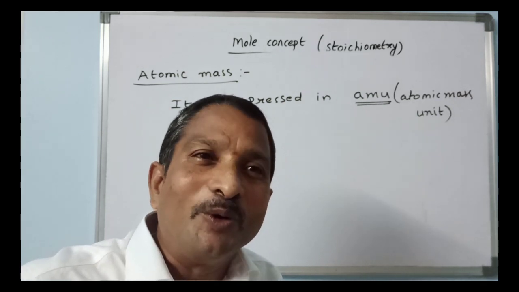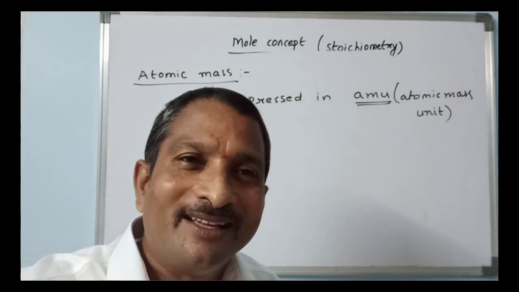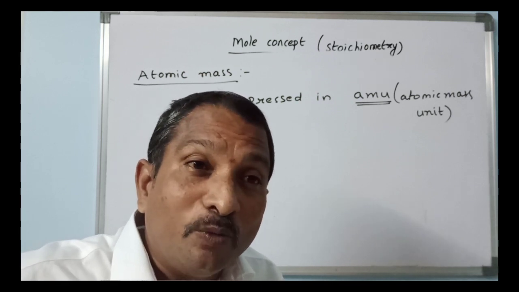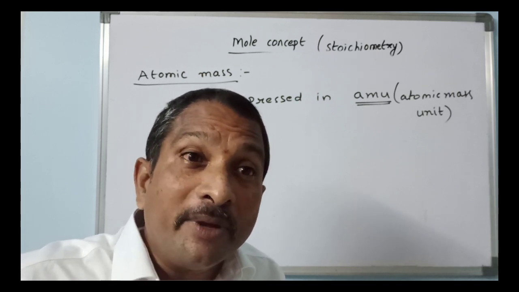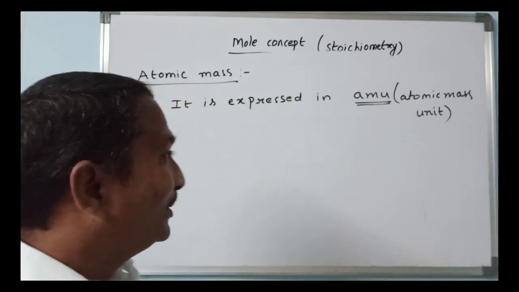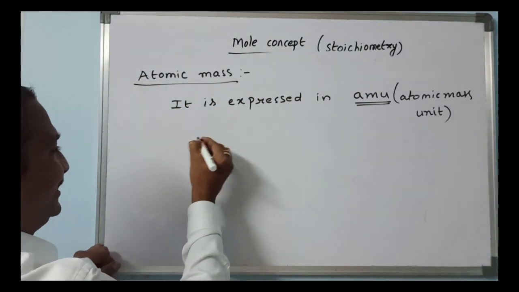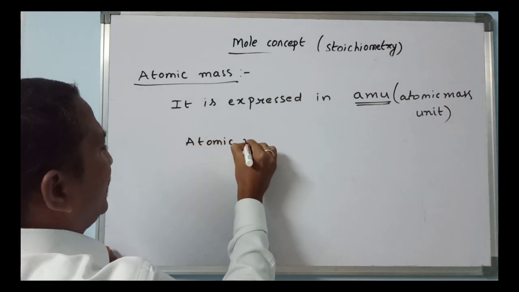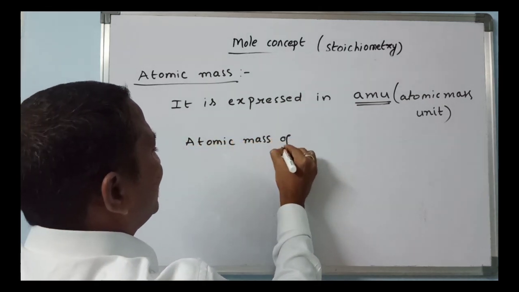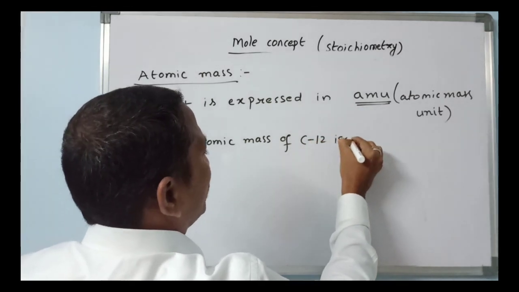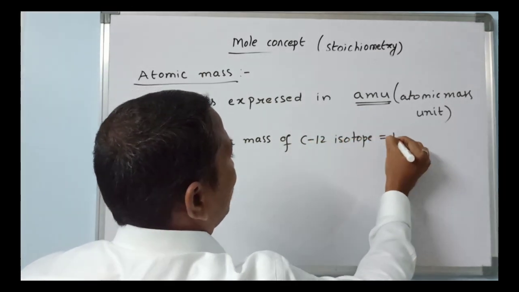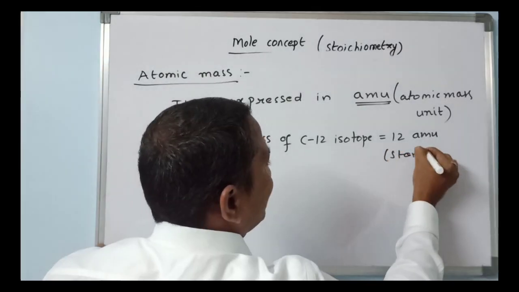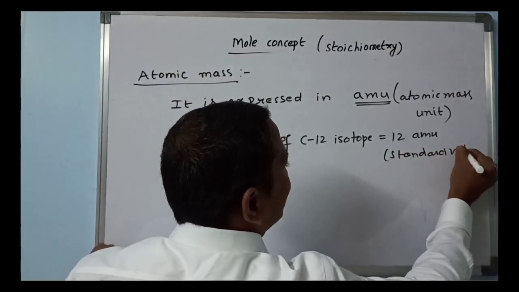What is AMU? How is AMU derived? See, experimental results stated that AMU was derived from the atomic mass of C12 isotope. Atomic mass of C12 isotope. This is standard. Atomic mass of C12 isotope is equal to 12 AMU. This is standard unit, standard value.